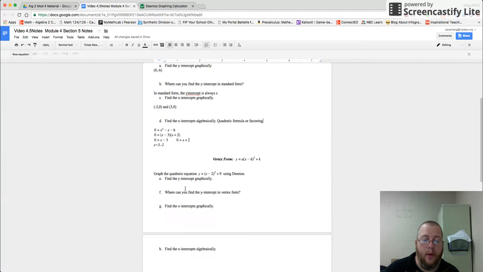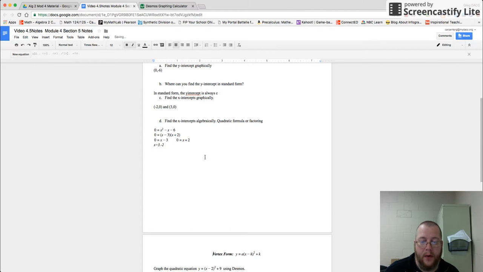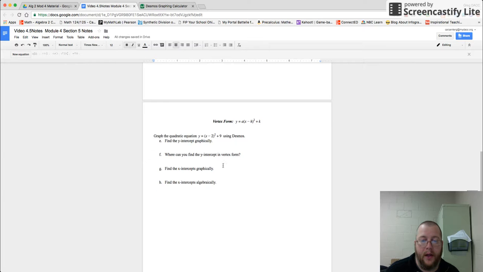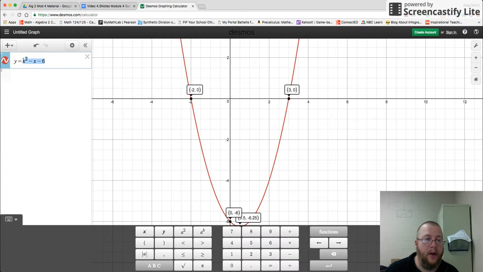Okay, let's look at one more example, and this is of a quadratic in vertex form. Let's take this to the next page. So in vertex form, remember we automatically know the vertex. It would be the opposite of this, so 2 and then 9. So right away I know the vertex is (2, 9). So we can verify that by graphing this.